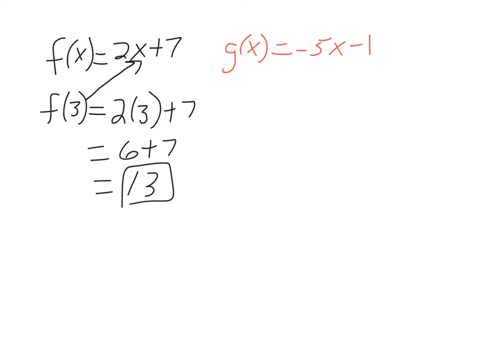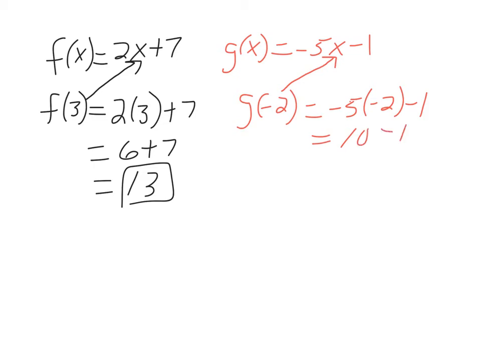So that's all you do for those. Now if we have g of x, and let's see, we have negative 2. Wherever we see an x in the g equation, we're going to slide out that x and slide in the negative 2. So we have negative 5 times negative 2 minus 1, which is 10 minus 1, which is 9. So that's how you do those types of functions.